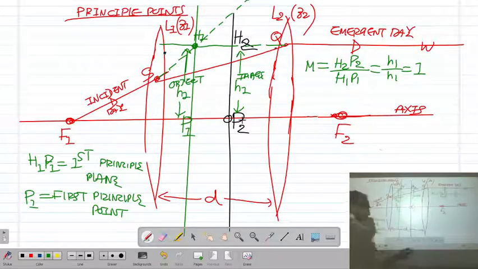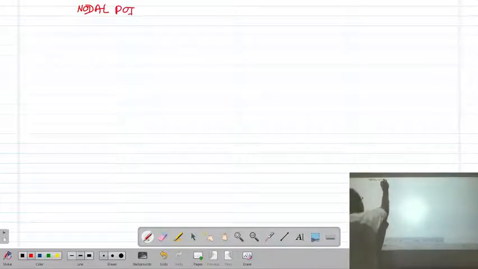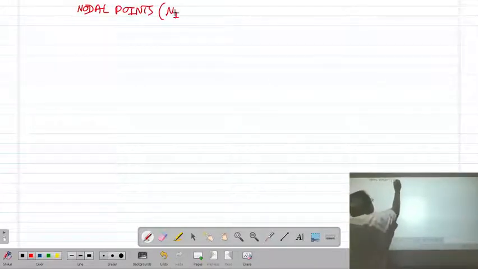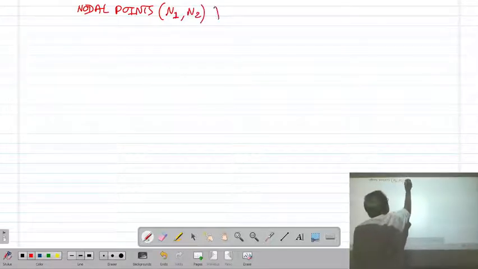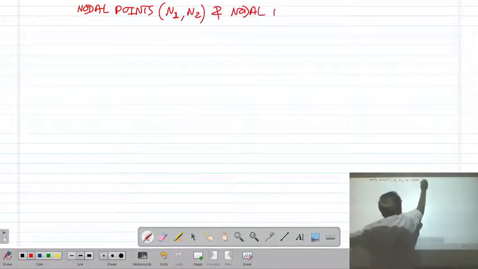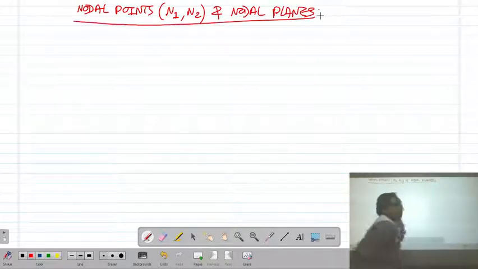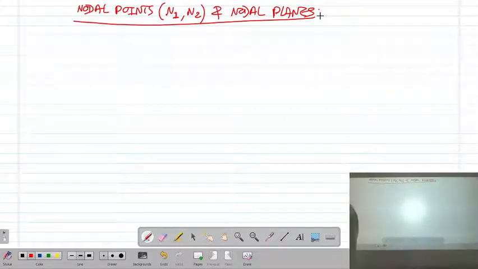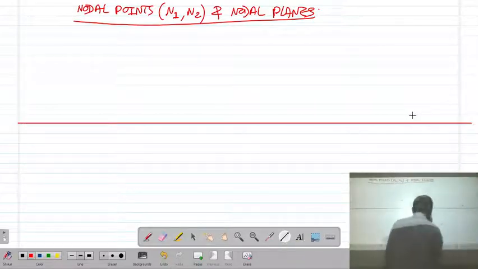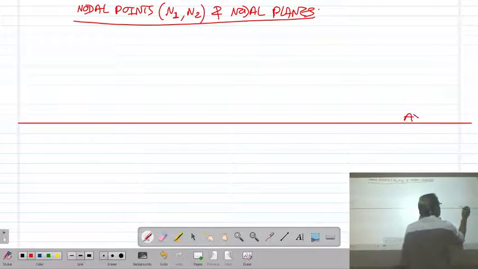Now we discuss nodal points last: nodal points N1, N2 and nodal planes. In this lecture, we will define nodal points N1, N2 and nodal planes. This is the axis.